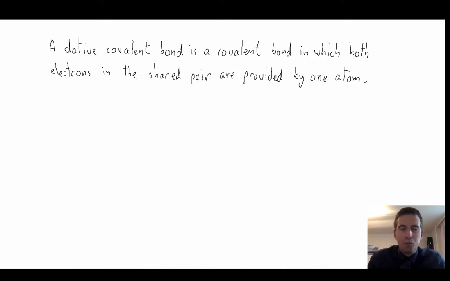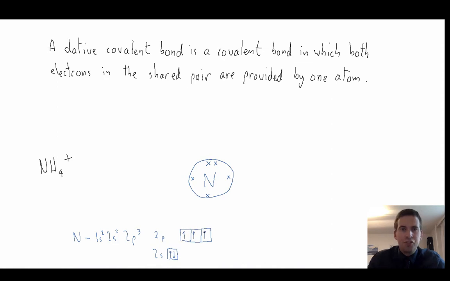So let's have a look at ammonium ion. So hopefully you know an ammonium ion, that's a form of NH4+. It's effectively ammonia, NH3, plus an H+ ion. So first I'm going to draw the structure of ammonia. So nitrogen has the electronic configuration 1s2, 2s2, 2p3. Now I've drawn the orbital diagram for the outer shell, because remember the outer shell is where bonding occurs.